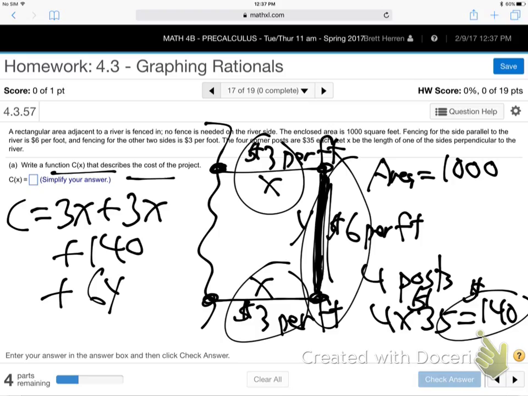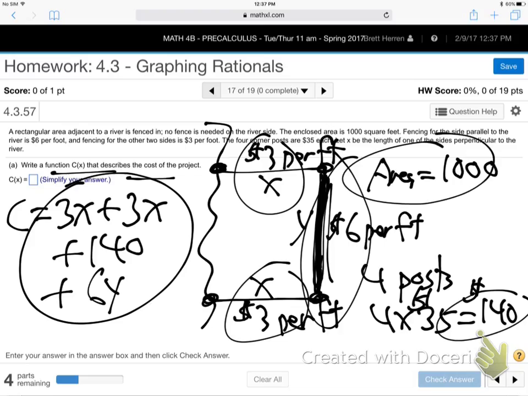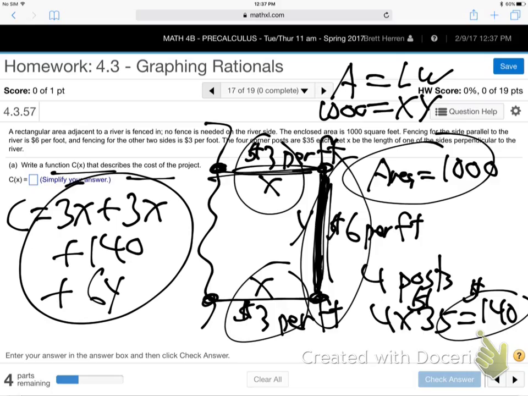Does that make sense so far? Now, they want this to only have x. That's what c of x means. They don't want y. So how do I get rid of it? The area. What's the area of a rectangle? Length times width. The 1,000 is x times y, right? So I can solve for y. Y is 1,000 over x. Plug it in here, and then we'll have the function for x. We'll do more of this next time. Let's stop.